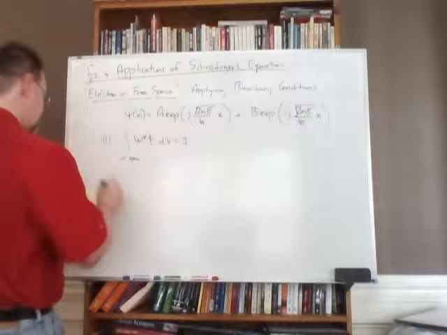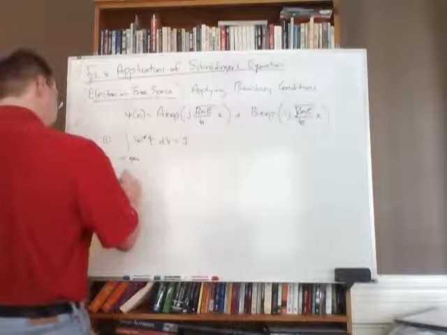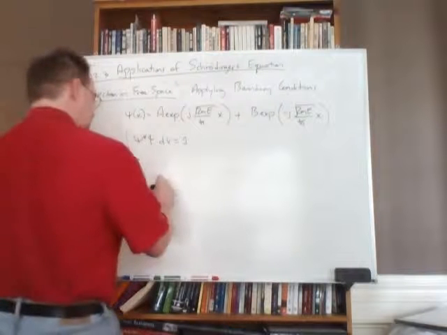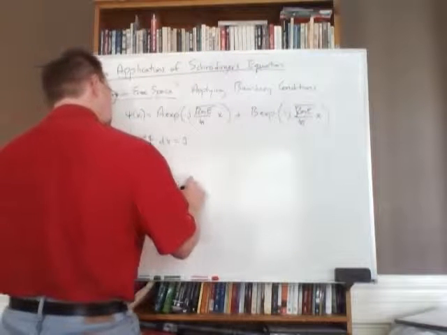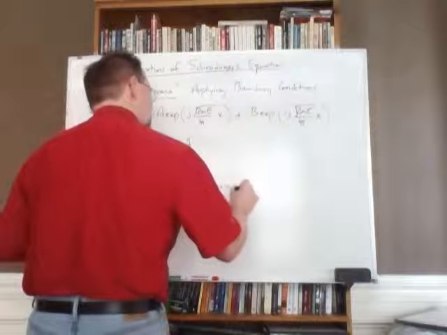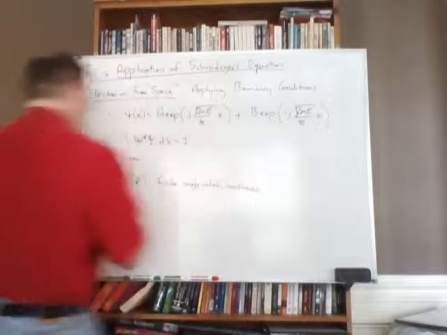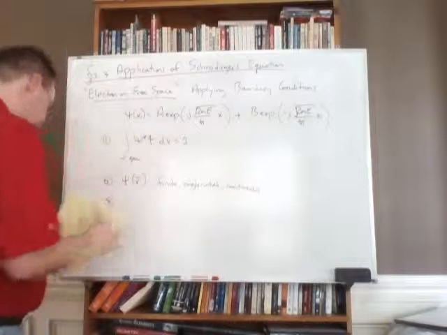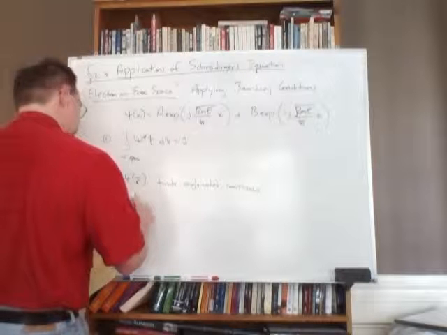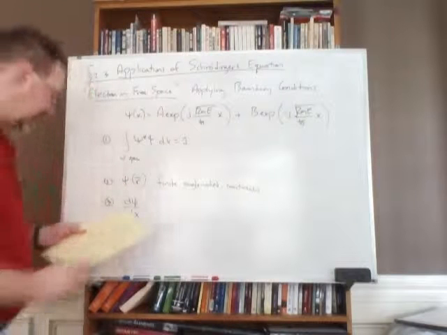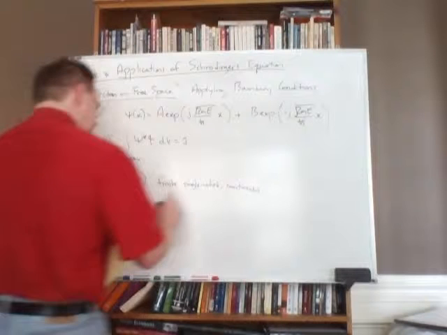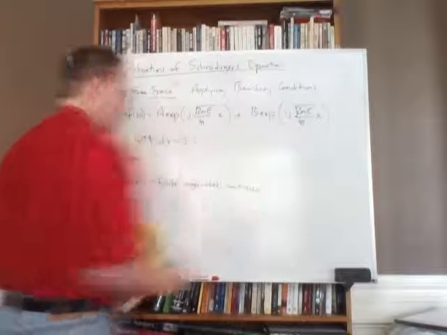And we also have that the wave function has to be finite, single valued, and continuous. And its derivative also. So here we've got, with respect to x, the derivative is also finite, single valued, and continuous.